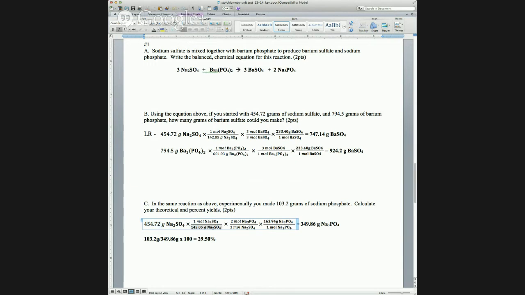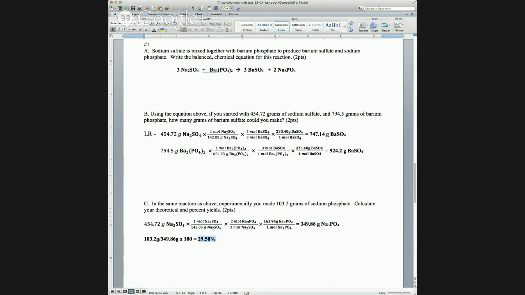You convert the mass of the sodium sulfate down here to 1 mole. Then you do the mole to mole ratio based upon the balanced equation. Then you multiply it times the molar mass of sodium phosphate. And that gives you your mass of sodium phosphate. Once you have that, that's your theoretical yield. That 349.86 is your theoretical yield of sodium phosphate. Once you have that, then you can find your percent yield. It said experimentally you made 103.2 grams. Well, then you can just do 103.2 divided by the 349.86 times 100, and that gives you your percentage.